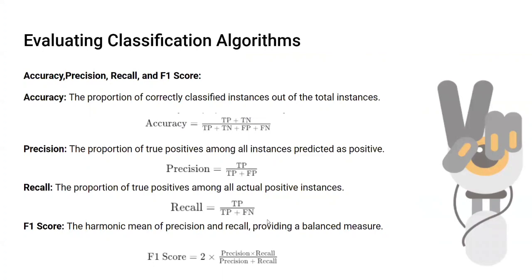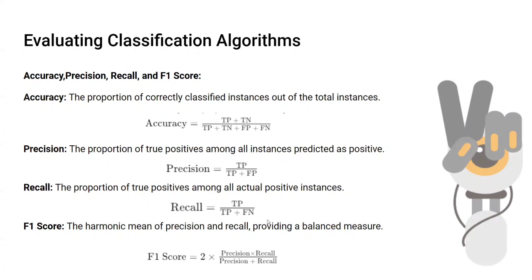Next, we are going to see the evaluation of classification algorithms. Accuracy is the proportion of correctly classified instances out of the total instances, which gives an equation as true positives plus true negatives divided by true positives plus true negatives plus false positives plus false negatives. Precision is the proportion of true positives among all instances predicted as positives. Recall is the proportion of true positives among all actual positive instances. F1 score is the harmonic mean of precision and recall, providing a balanced measure.